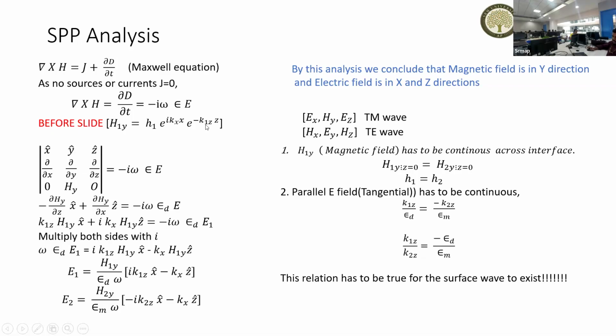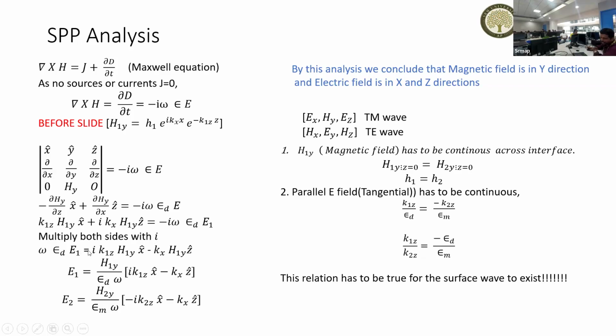So e to the power of minus k1z into z becomes minus k1z into H1y, represented with H1y into x cap, plus next, dou Hy by dou x means you apply the derivative for this term, and the derivative of e to the power of i kx x is i kx. So i kx into H1y into z cap is equal to minus i omega into epsilon d into E1. Multiply both sides by i, a simple calculation, and finally you will end up with these E1 and E2 expressions.